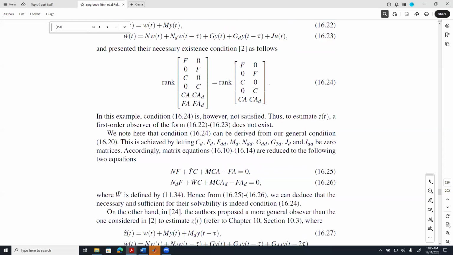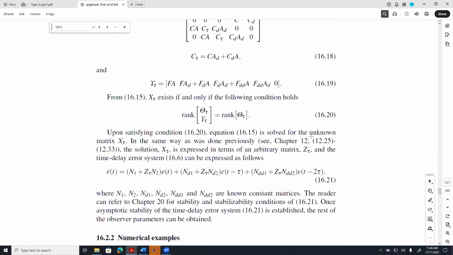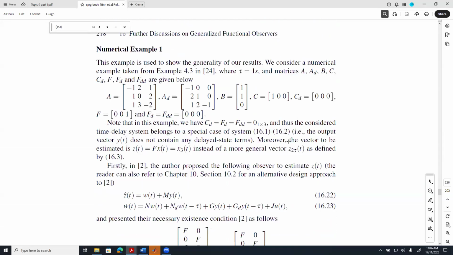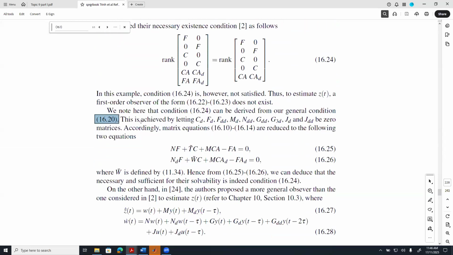And so in the reference, before we go into the comparison there, we can also say that the conditions given here are a special case of our general condition, which is 1620. 1620 is basically this big matrix here. It caters for all those structures, so extra FD, FDD, and NDD, and all of that. And what we're saying here is, look, if we let all of these submatrices be 0.